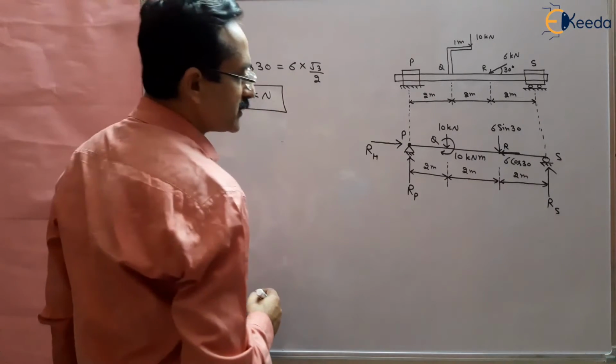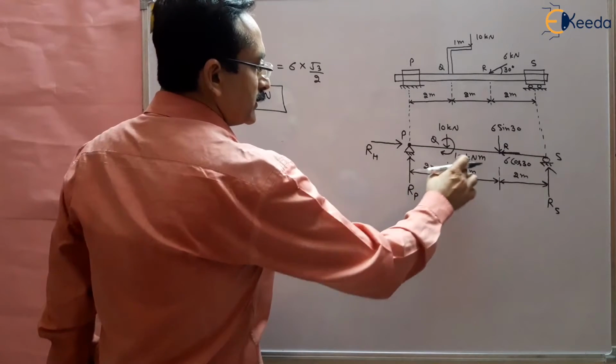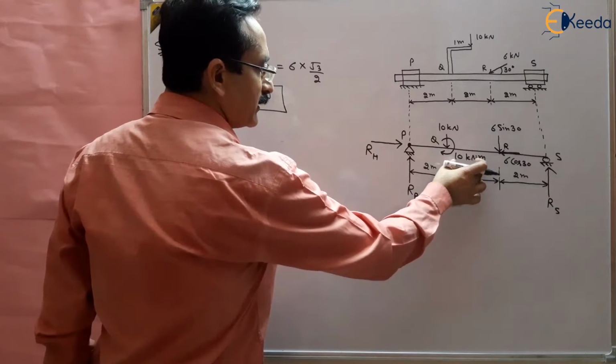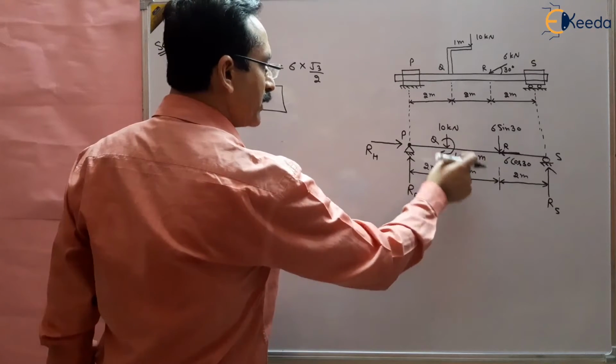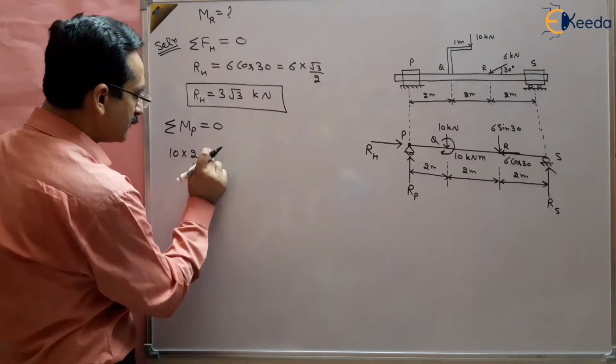So clockwise we are taking positive. The 10 kilonewton meter is itself a moment, so it is clockwise. So again it is positive 10.